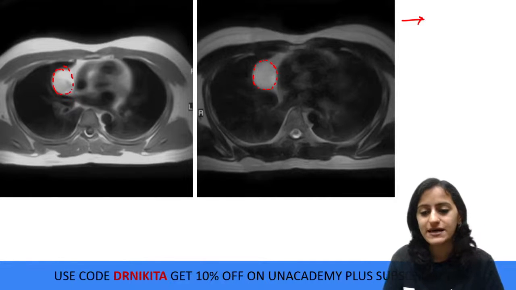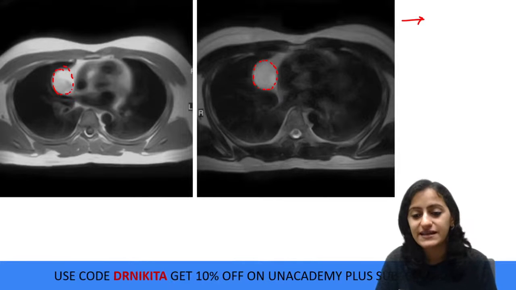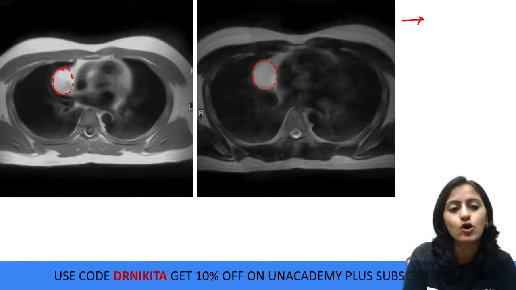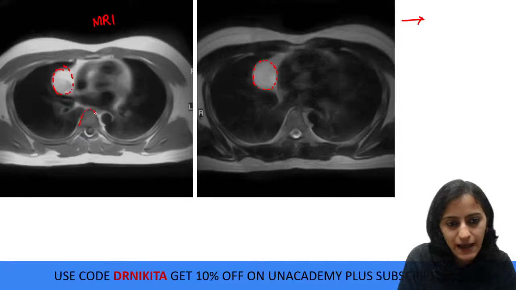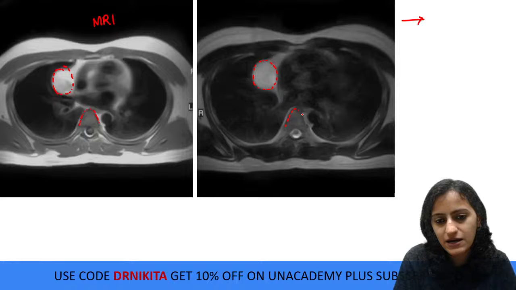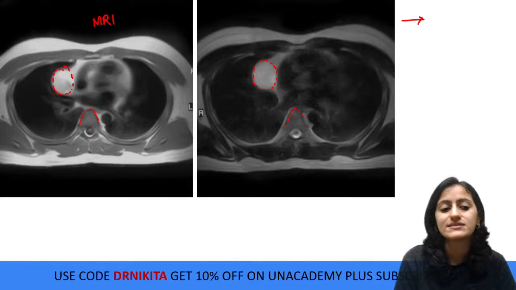What do you think is the diagnosis here? So first, what you need to do is identify whether this is CT or MRI, right? This is MRI. You can see the vertebra has a black cortex. Now identify whether this is T1 or T2.